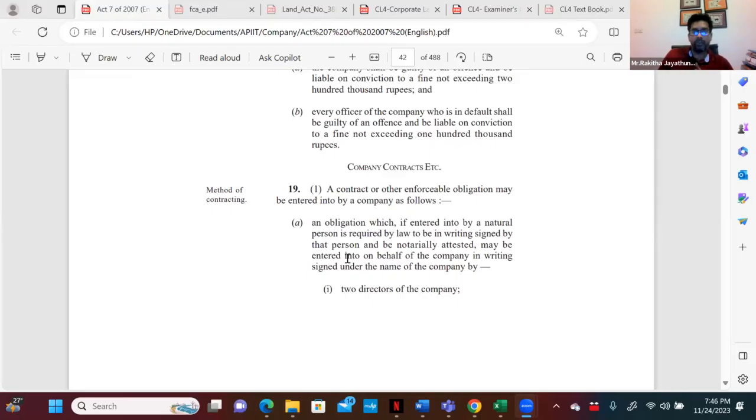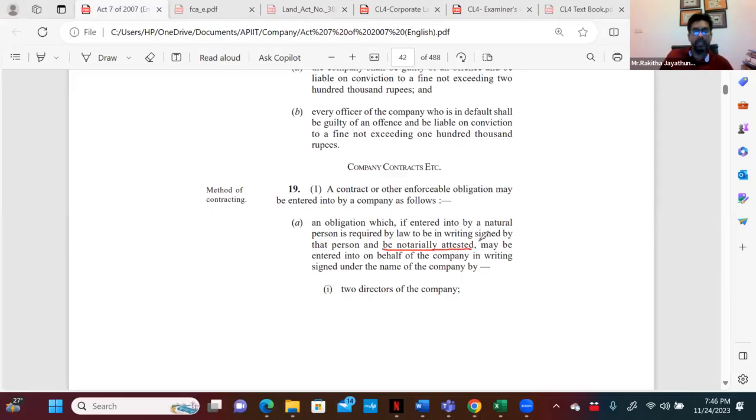A contract or other enforceable obligation may be entered into by a company as follows. Since the company is not a human being, it cannot sign like we do. Therefore, as a legal person, how can a company enter into a contract? In particular, if the contract is required to be executed notarially, an obligation which, if entered into by a natural person, is required by law to be in writing, signed by that person and be notarially attested.